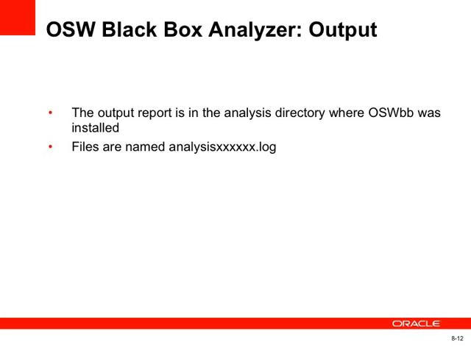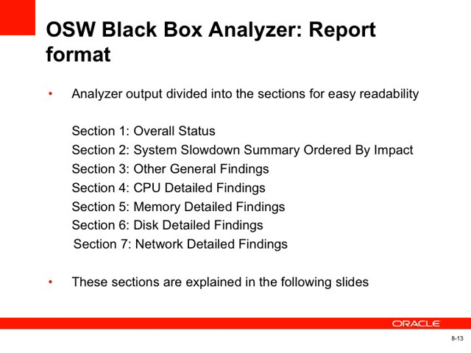The output of the analyzer can be found in the analysis directory where OSWatcher Black Box was installed. Every analysis has a uniquely identifiable file name in this directory. The analysis file is broken down into 6 sections for easy readability. Section 1 describes the overall status of each major subsystem. Section 2 identifies the most serious operating system performance problems, which are ordered by the impact to the overall system. Section 3 identifies any other findings in addition to the findings from Section 2. The problems in this section are less important than the problems identified in Section 2.